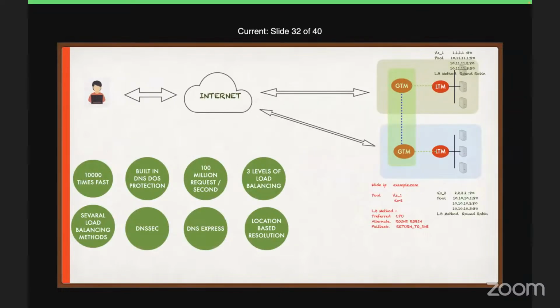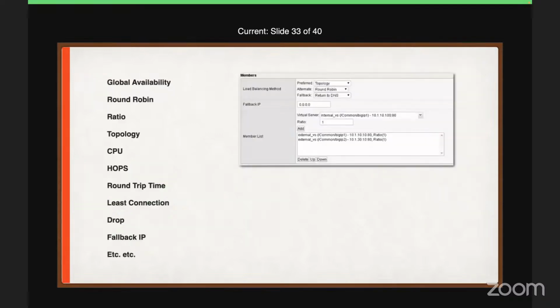Ratio means, suppose you have a low capacity data center in New York and a high capacity data center in Singapore. You can set the ratio 3:1. So 3 requests will go to Singapore LTM and 1 request will go to New York LTM. Okay, that was my next question.